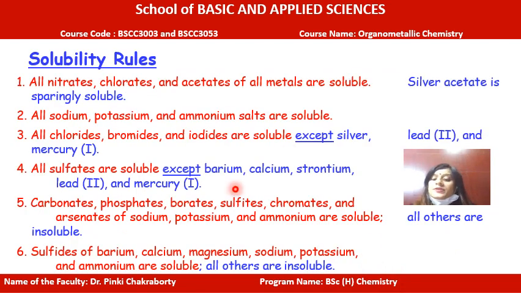Next is solubility rules. Now, why it is important is because solubility rule and solubility product play a very important role when we consider the formation of precipitate in a solution. So generally the nitrates, chlorates and acetates of the metals are soluble except one of the acetates, that is silver acetate, which is not soluble in water.